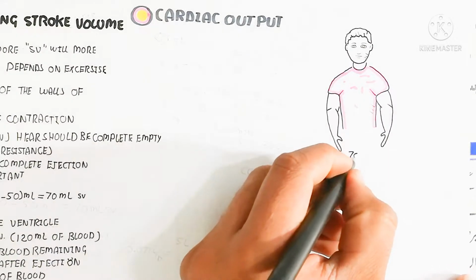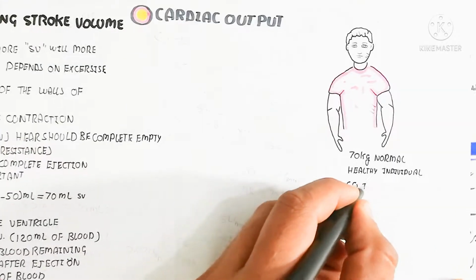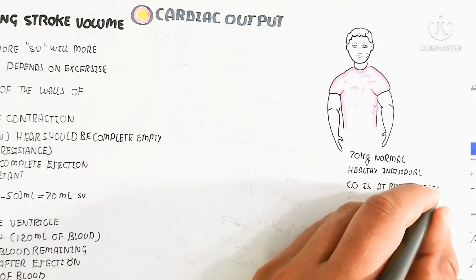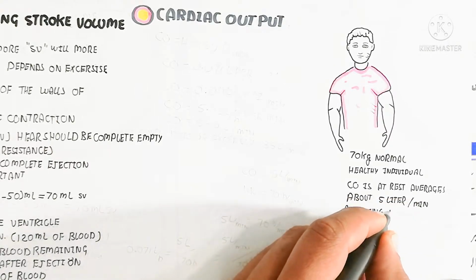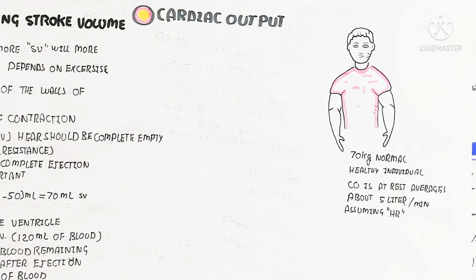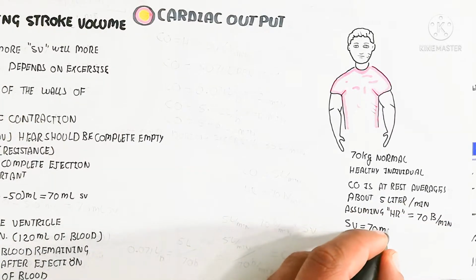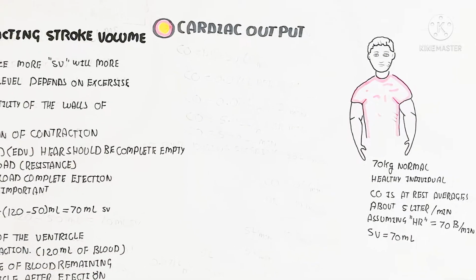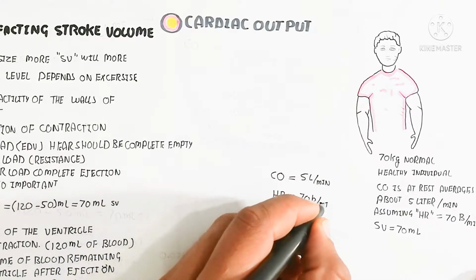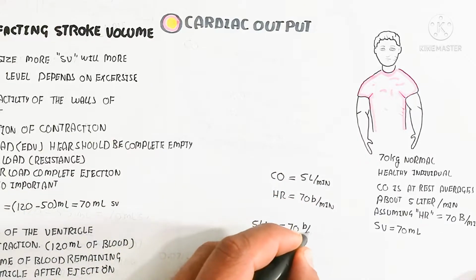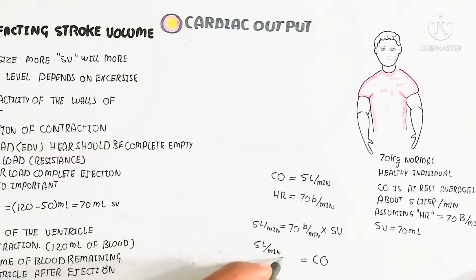So this is the cardiac output. For example, this is a normal person, 70 kg normal weight, a healthy individual, and the cardiac output at rest is on average about 5 liters per minute. We will also discuss how to calculate it. Assuming that the heart rate is 70 beats per minute or 72 beats per minute, the stroke volume can be 70 ml because we calculated it.